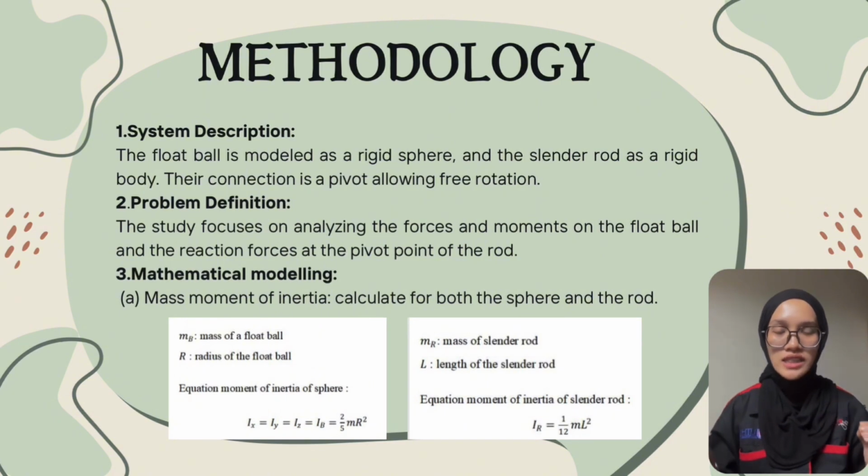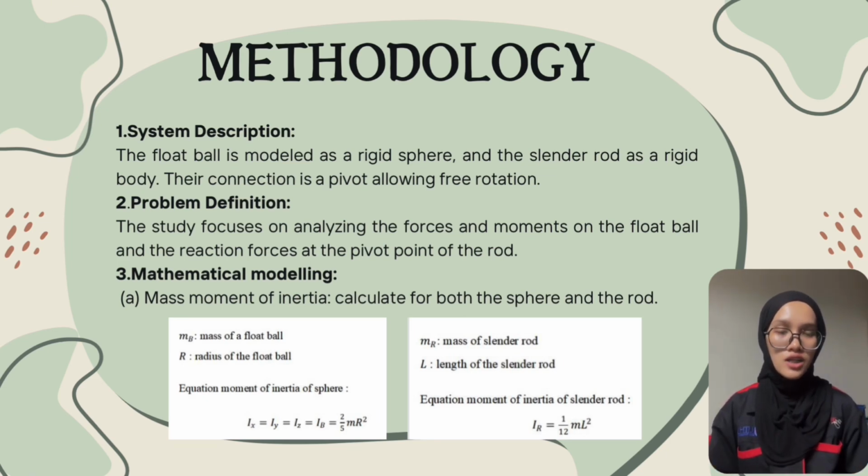The methodology section of the document provides a detailed analysis of a float ball valve system to understand the dynamics of rigid bodies, specifically a float ball and a cylinder rod. Key points include, first, the system description. The float ball is modeled as a rigid sphere and the cylinder rod as a rigid body. Their connection is a pivot allowing free rotation. Second is the problem definition.